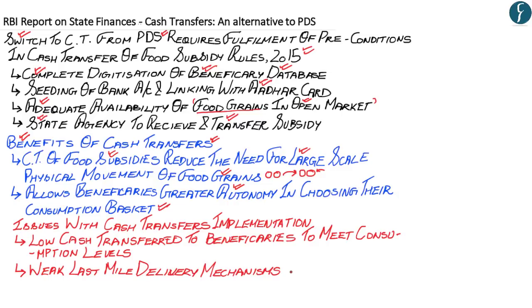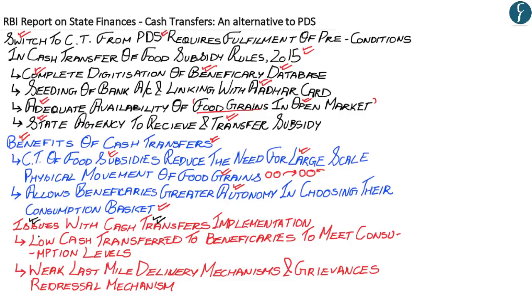And apart from this, there has also been a weak grievances redressal mechanism, meaning that in various union territories in which this cash transfer scheme has been implemented, the complaints that have been given by the beneficiaries are not properly undertaken or resolved by the union territory authorities. So now hopefully up till here you also understood the issues as highlighted by the RBI report with regards to the implementation of cash transfer.